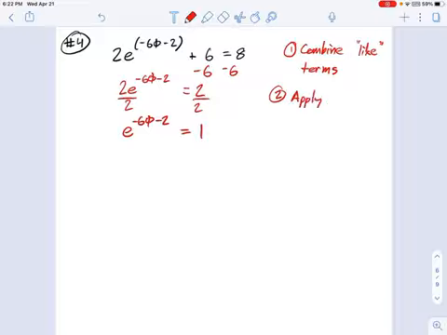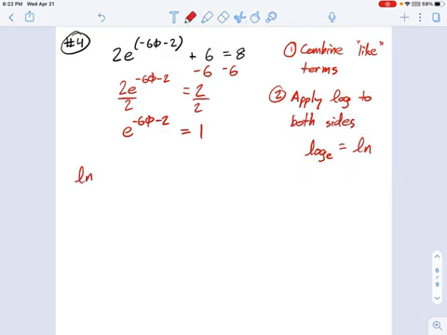Apply a log to both sides. This step doesn't specify what the base of the log is, but it usually makes sense looking at the equation. In this case, because e is the base of the exponential, I'm going to use a logarithm with the same base. So that's log base e, which we know as the natural log.